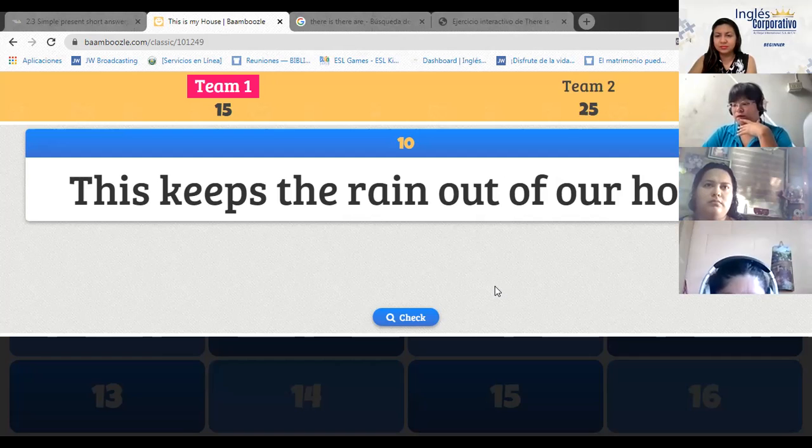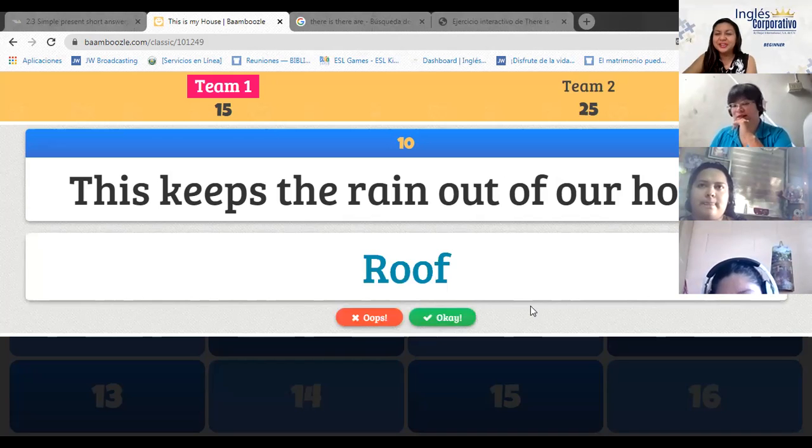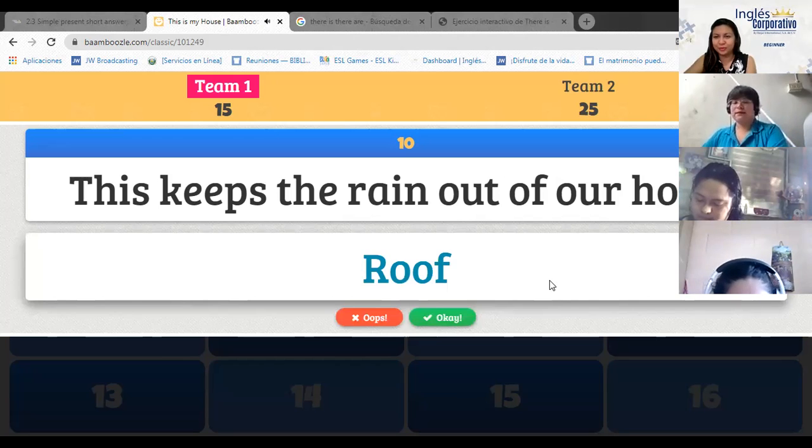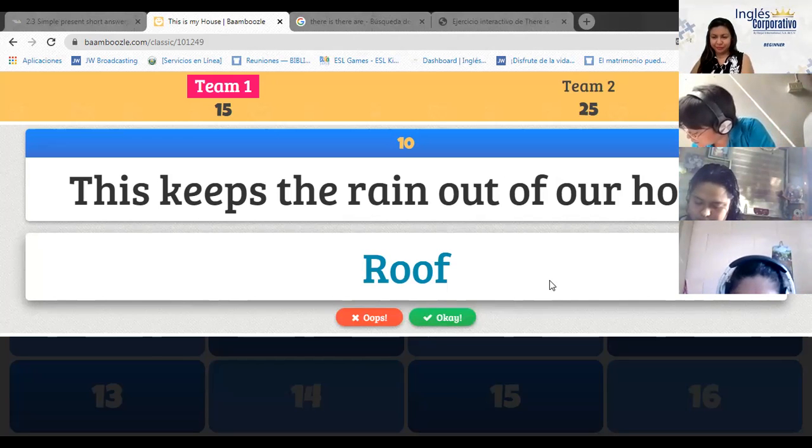El techo, pero no sé. I don't know. What protects your house from the rain? When it rains. El techo, but I don't know how to say it. Ah, okay. It's the roof. It's the roof. Yes, roof. Okay, thank you. You're welcome. You're learning new vocabulary. Roof. Yes. El techo, roof.